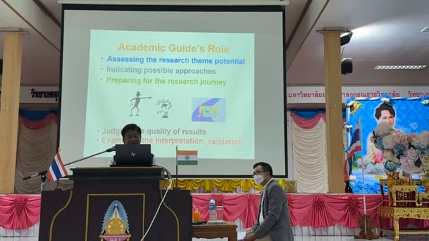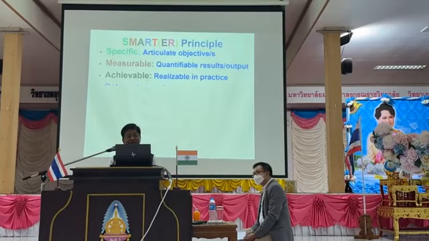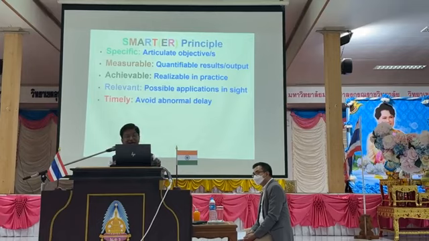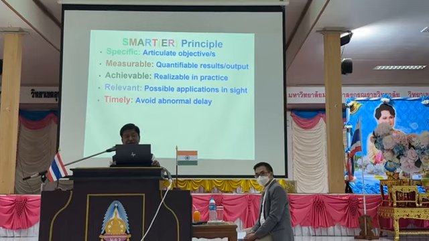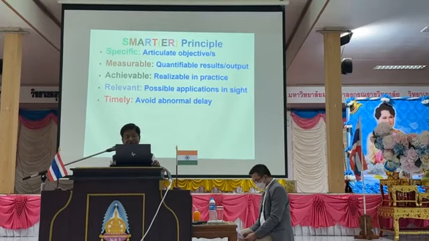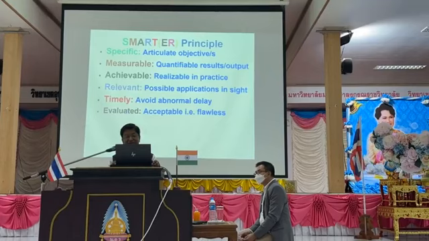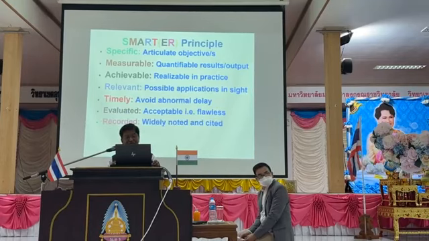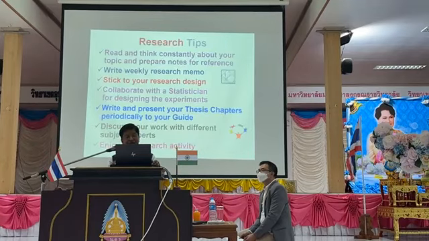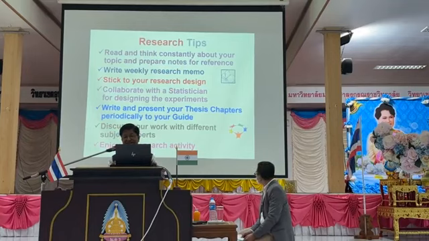So this is the last thing we are going to discuss: for being a smart researcher there must be some principles like being specific, that we have to be very specific, articulate objectives, quantifiable results, achievable results, relevant. It must be timely, that it must be submitted within 3 or 4 years. It must be evaluated and it must be recorded also. So these are some of the research tips.